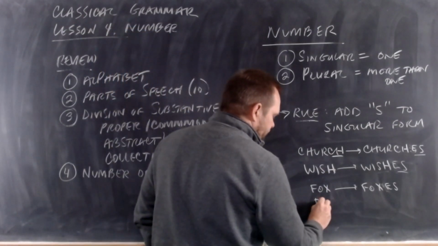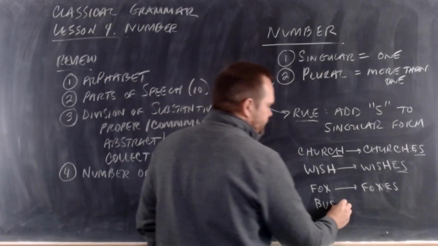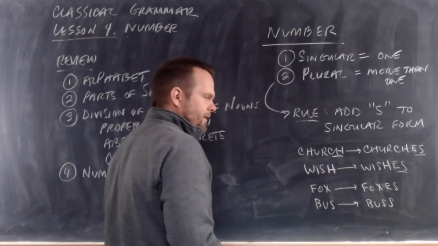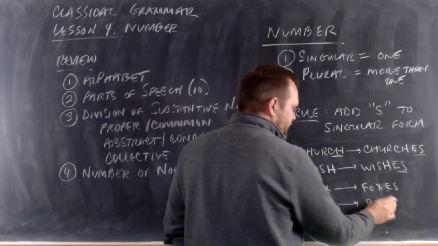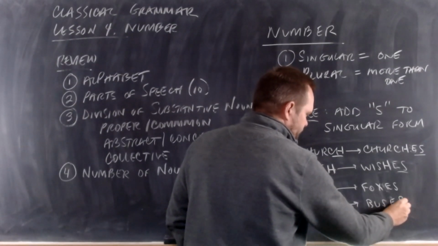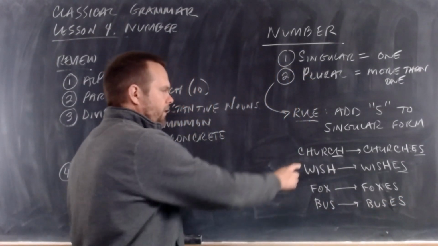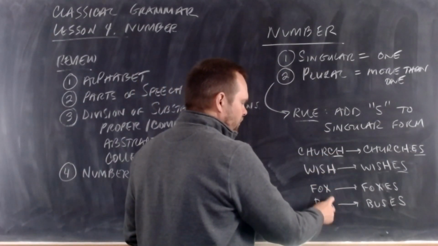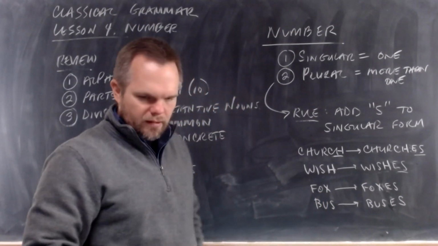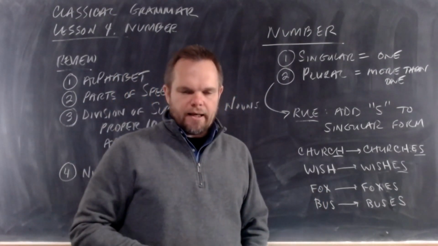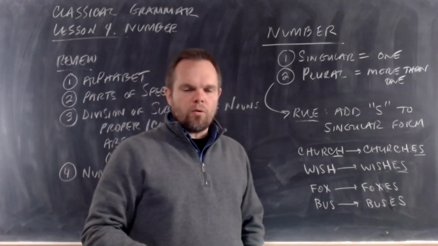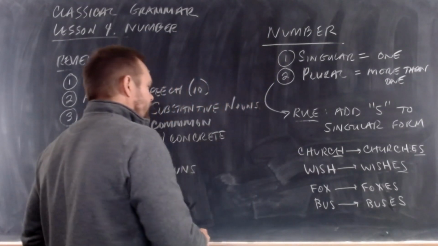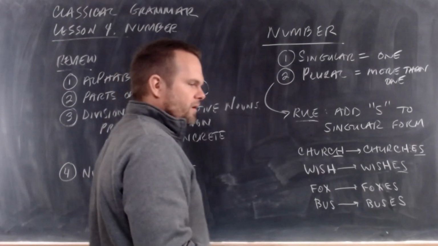Any word, any noun that ends in s. So bus. Bus, to make the plural, we don't just add another s at the end. That's not right. That doesn't mean more than one bus. We add es. Any word that ends in ch, any word that ends in sh, any word that ends in s or x, and there's one more exception. Any noun that ends in o after a consonant.